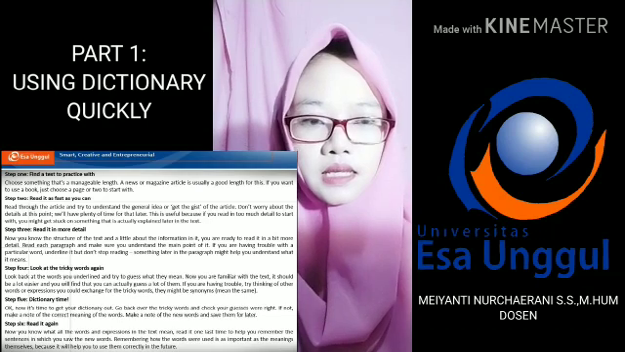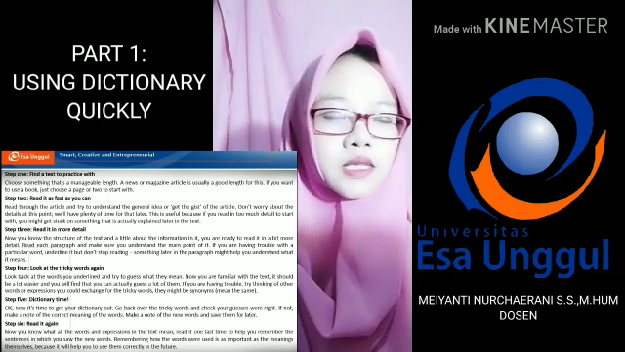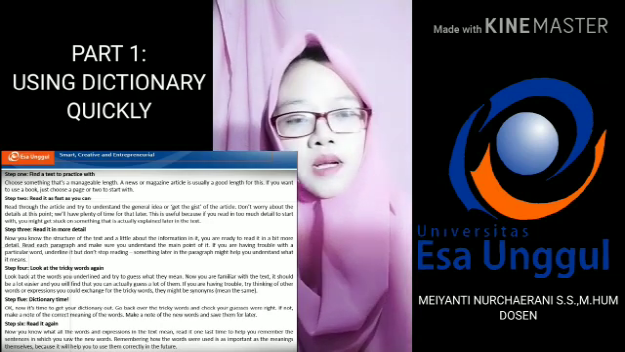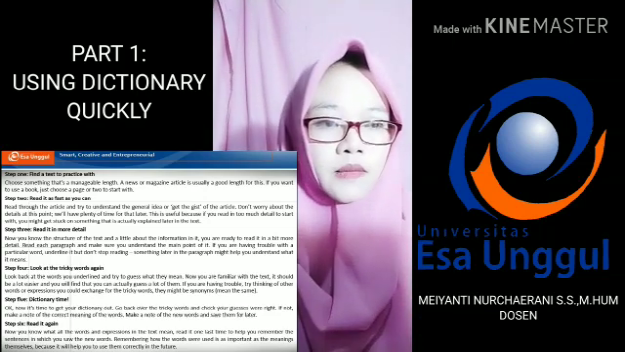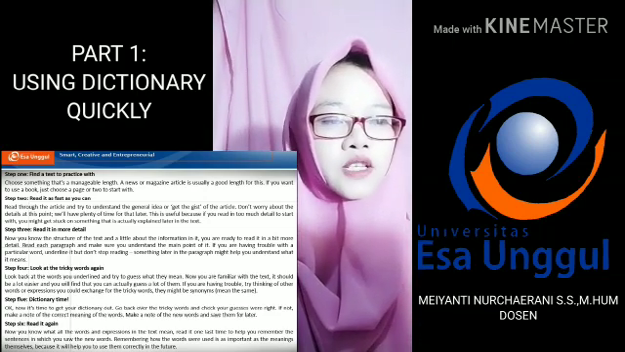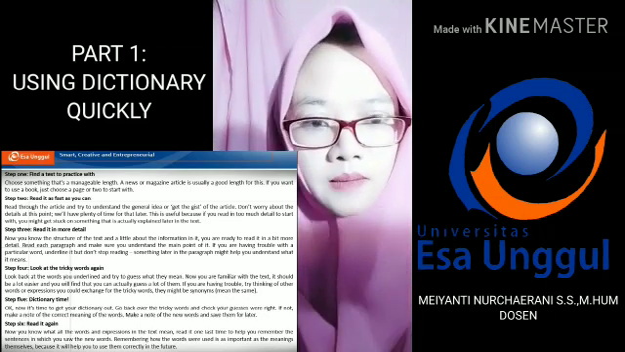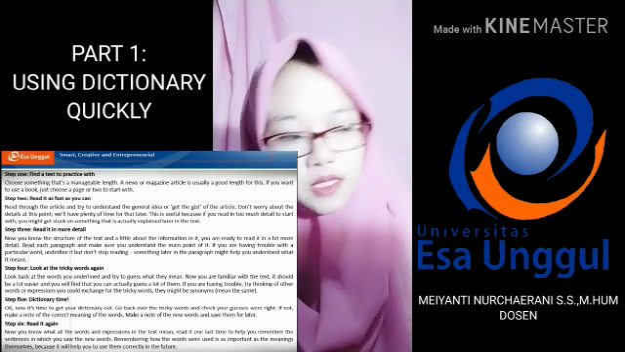Step 6. Read it again. Now you know what all the words and expressions in the text mean. Read it one last time to help you remember the sentences in which you saw the new words. Remembering how the words were used is as important as the meanings themselves because it will help you to use them correctly in the future.